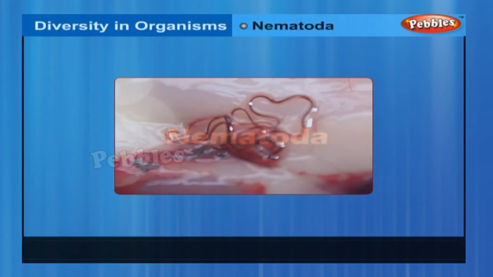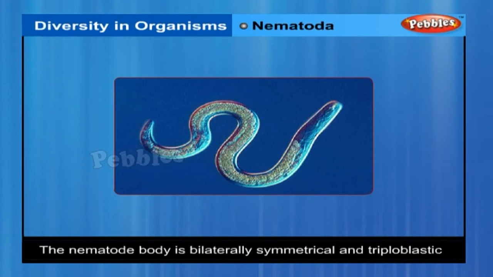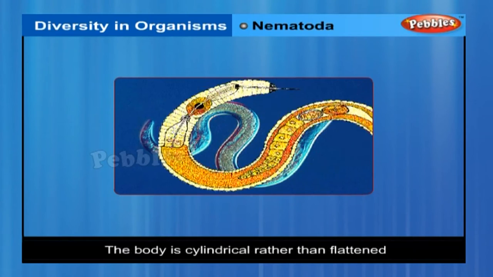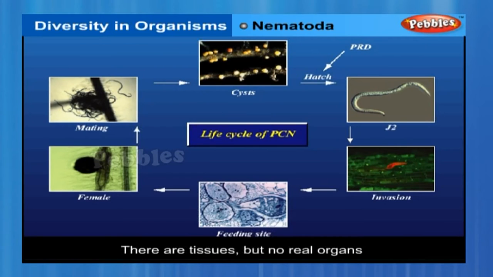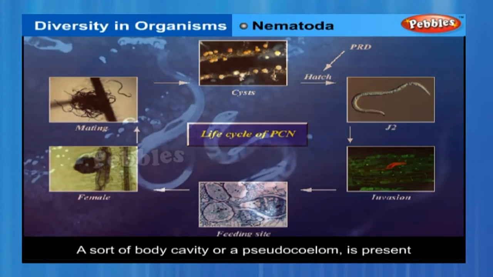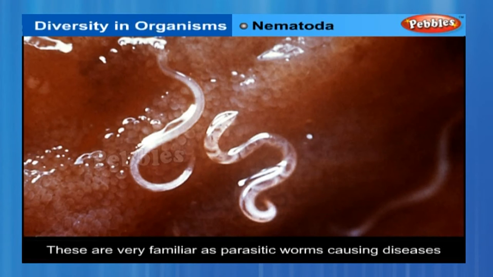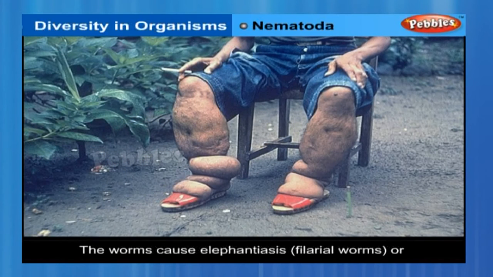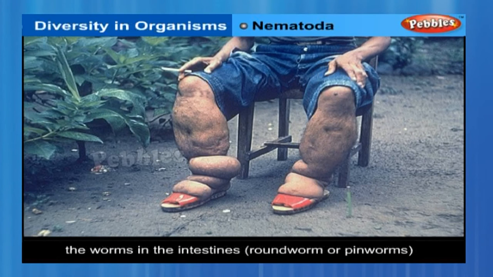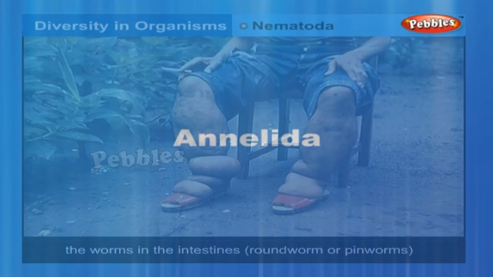Nematoda. The nematode body is also bilaterally symmetrical and triploblastic. However, the body is cylindrical rather than flattened. There are tissues but no real organs, although a sort of body cavity or pseudocoelom is present. These are very familiar as parasitic worms causing diseases, such as the worms causing elephantiasis, filarial worms, or the worms in the intestines, roundworms or pinworms. Some examples are shown in the figure.